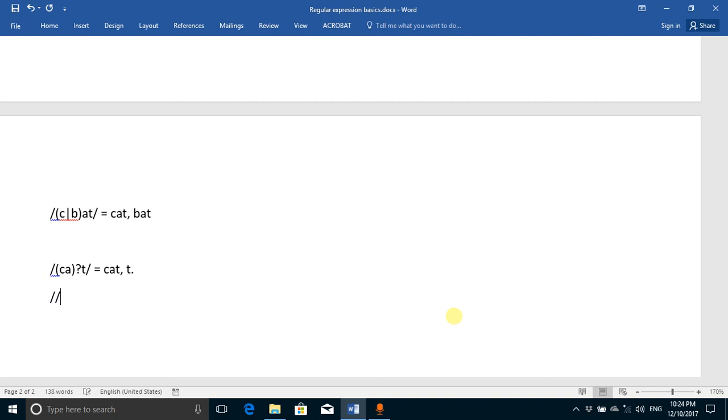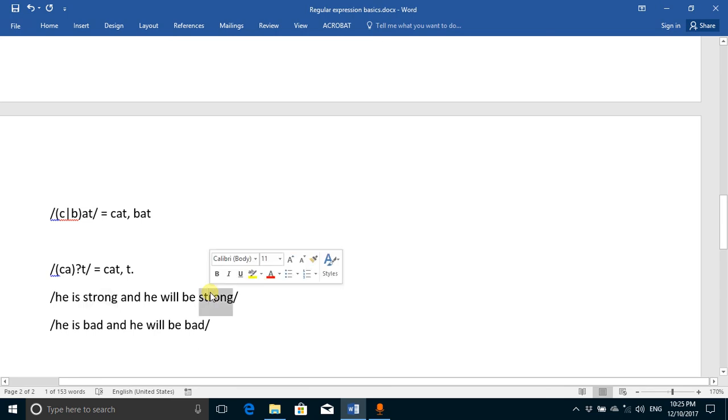For example, suppose you want to find a pattern of a string like he is good and he will be good, and you also want to find a sentence like he is bad and he will be bad. In fact, you want to find all the sentences that repeat the adjective that was used in the first part of the sentence. Like if the adjective was strong, he is strong and he will be strong, or any word that was written at this part must be written at this part. So for such a scenario, you can use these small parentheses to store a word into memory and then refer back to that word.